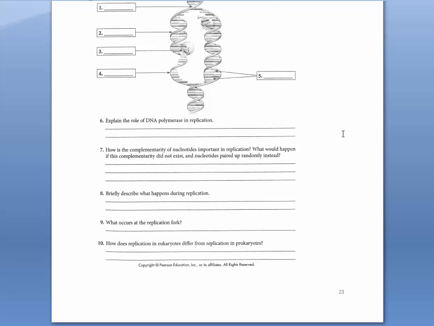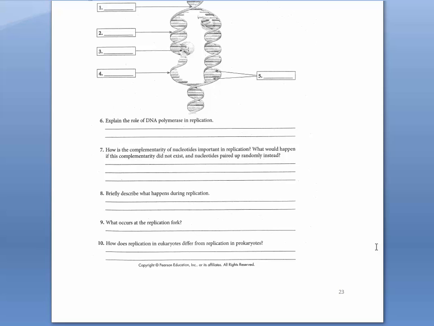6. Explain the role of DNA polymerase in replication. Number 7. How is the complementarity of nucleotides important in replication? That just means, why does one base only match up with a very specific base on the other side of this double helix? What would happen if this complementarity did not exist and nucleotides paired up randomly instead?